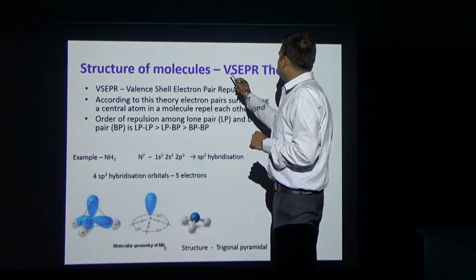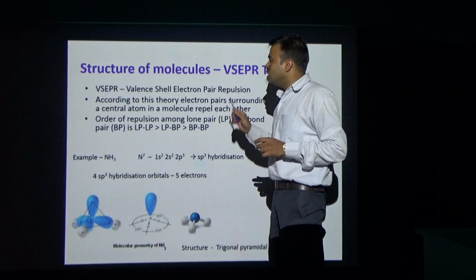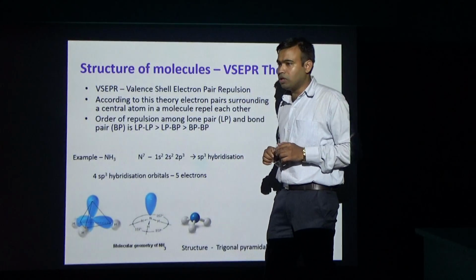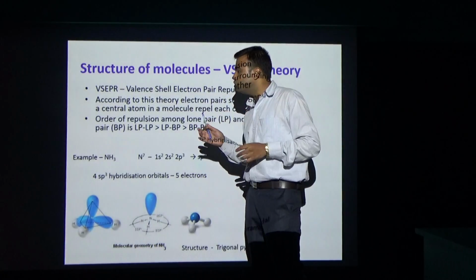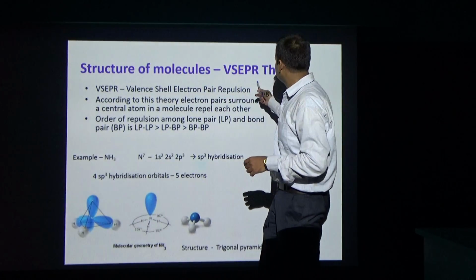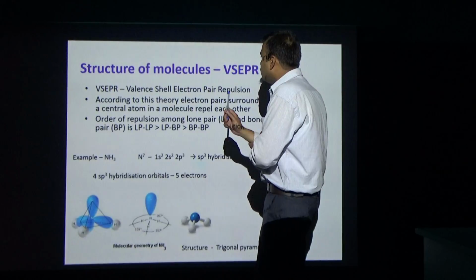Now the point that comes is VSEPR theory. This theory explains how the structure will be. Although there are many other theories which will decide the structure of the molecules, this is the main theory which decides the structure of the molecule.